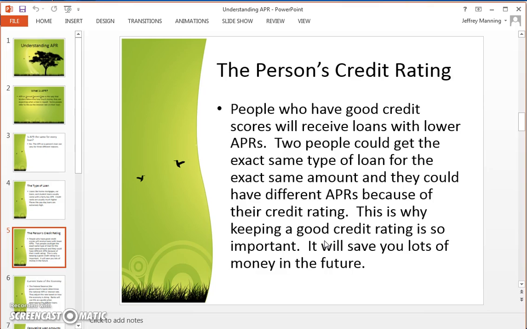So credit scores, not only are they extremely important for you and your ability to get a loan, but they're also very important with how much you're going to spend on the loans that you get in the future. I put right here, this is why keeping a good credit rating is so important. It will save you lots of money in the future. And that's true. You want to get the lowest APR possible on every single loan that you apply for, and having a good credit score is the best way to do that.